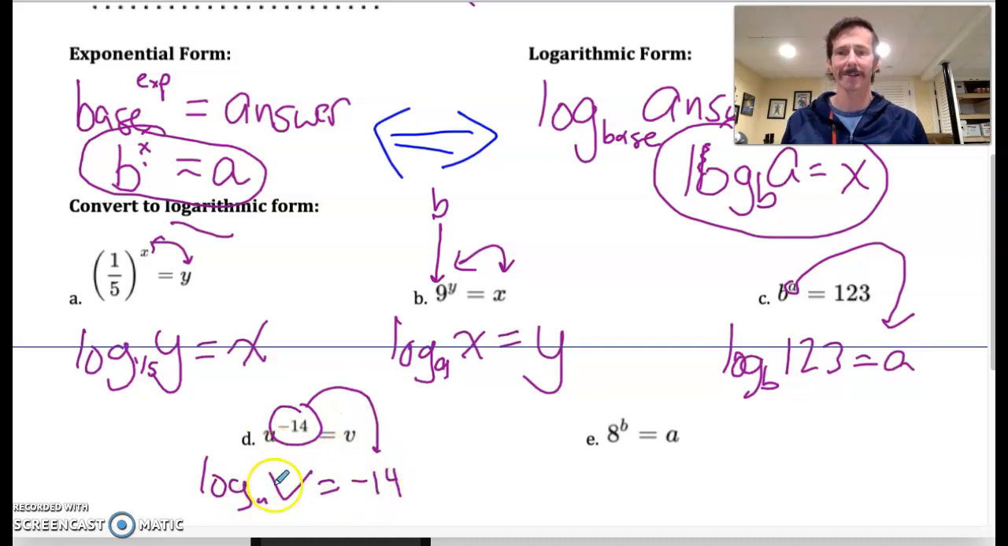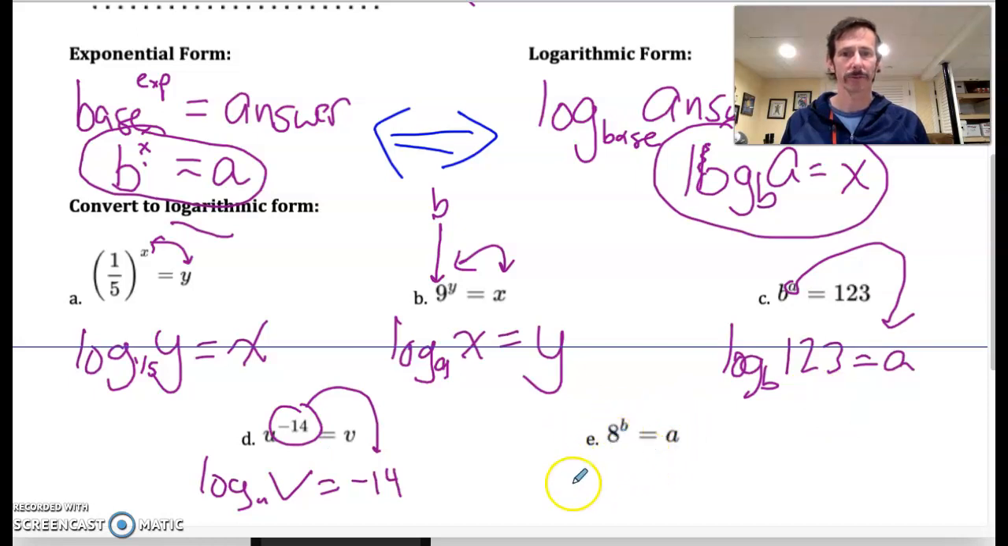And so this question is asking U to the negative 14th has to equal V. Now, I don't know what U and V are. I could put in a number for U, and I could actually figure out what V would be. And that's where we're going to go in a minute. So last one, pause it and try it.